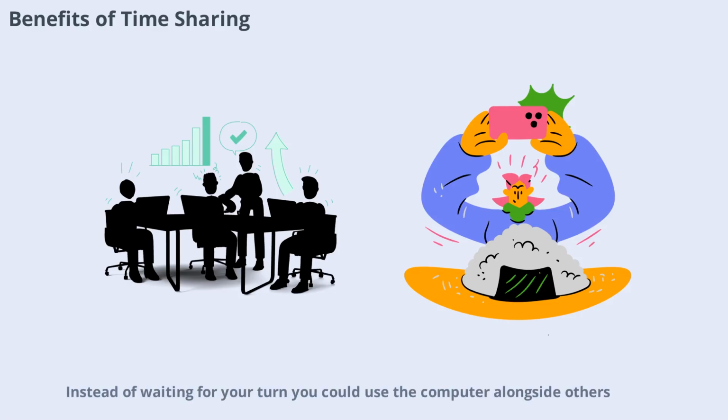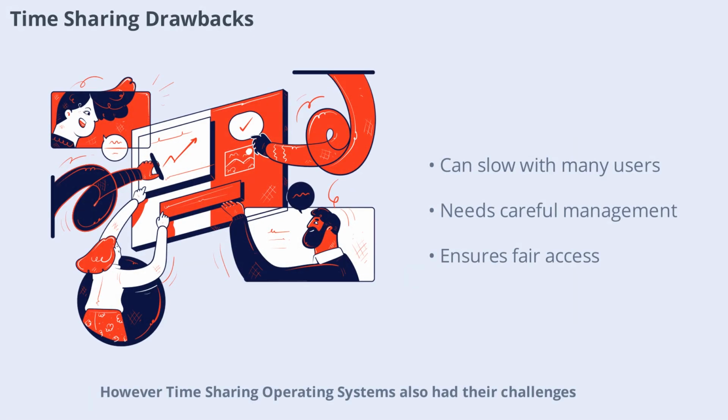Instead of waiting for your turn, you could use the computer alongside others. This was a huge step forward for education, business, and research, allowing more people to benefit from computing power at the same time. However, time-sharing operating systems also had their challenges. If too many users were active at once, the system could slow down.